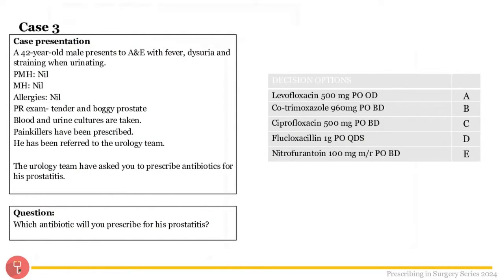Case 3, a 42-year-old male presents to A&E with a fever, dysuria, and straining when urinating. He has no past medical history. He's not currently on any medications and has no known drug allergies. The PR exam shows a tender and boggy prostate. The blood and urine cultures have been taken. Painkillers have been prescribed, and he's been referred to the urology team. The urology team have asked you to prescribe him antibiotics for his prostatitis. So the question is, which antibiotic will you prescribe for his prostatitis? And I'm just going to release the poll for question 3 into the chat.